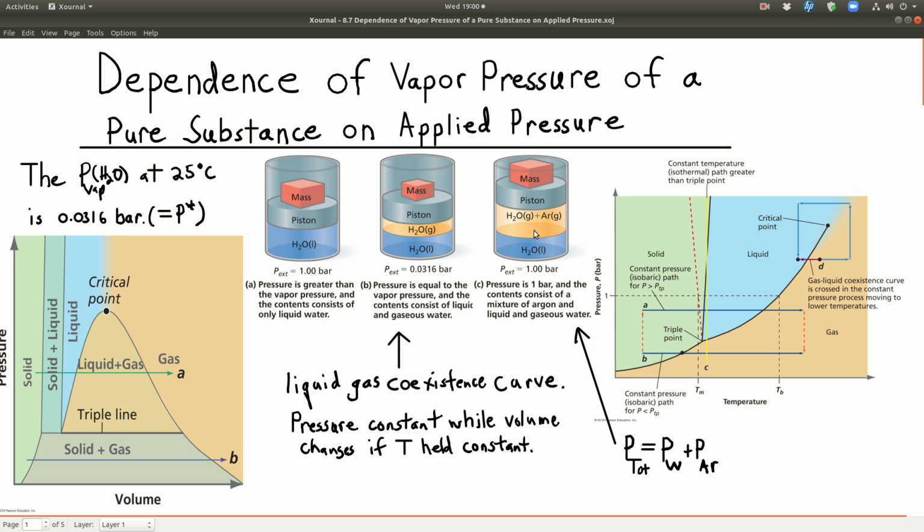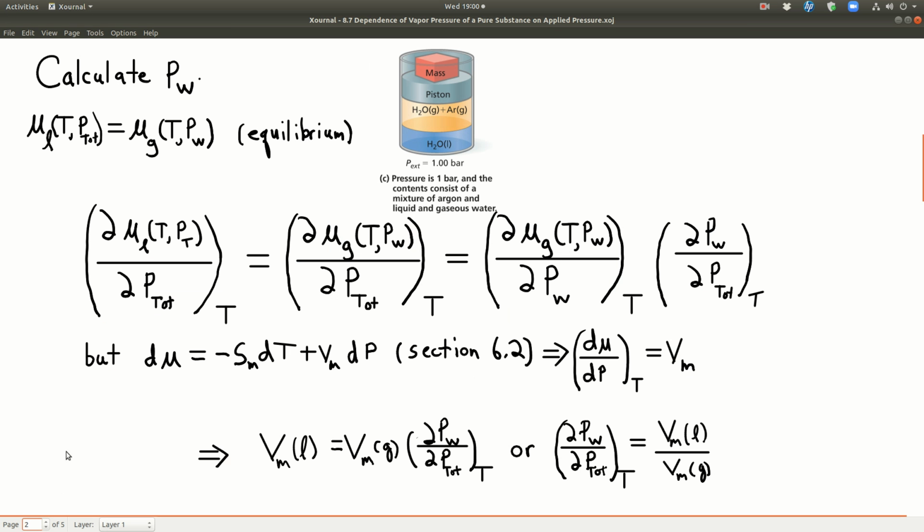The total pressure inside of here, called P total, is equal to the pressure of the water, PW, which is P water for us, plus the partial pressure of argon. So what we want to do is calculate what the partial pressure of the water is in this situation with the increased external pressure.